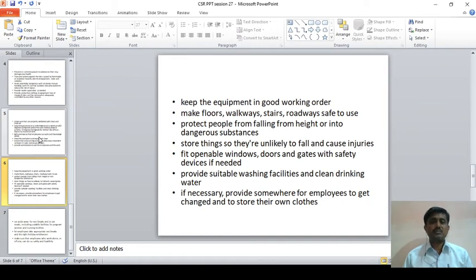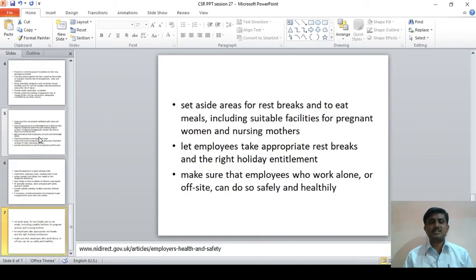Protect people from falling from height or into dangerous substances. Store things so they are unlikely to fall and cause injuries. Fit openable windows, doors and gates with safety devices if needed. Provide suitable washing facilities and clean drinking water. If necessary, provide somewhere for employees to get changed and store their own clothes. That is, provide necessary places.